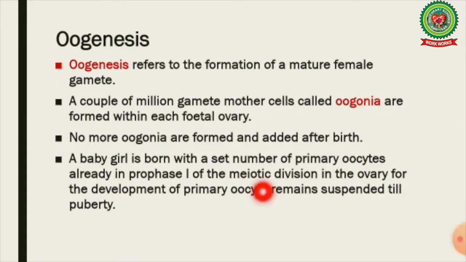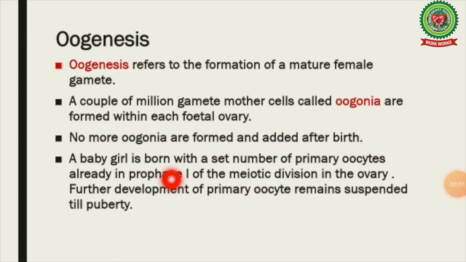Next, we are discussing oogenesis. Oogenesis refers to the formation of a mature female gamete, that is, ova or egg. A couple of million gamete mother cells called oogonia are formed within each fetal ovary. No more oogonia are formed and added after birth.